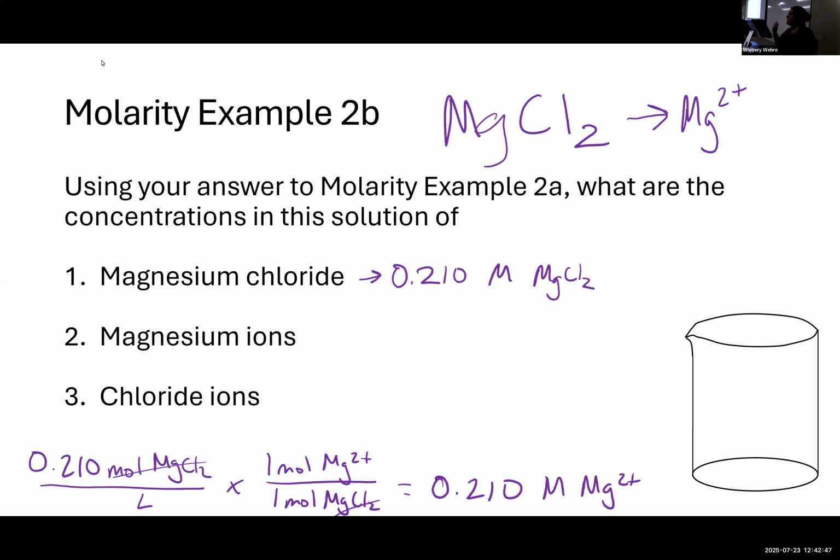So you can conceptualize this. You don't have to do the math if you're very comfortable with the conceptual theory. But if you're like myself, the math will always give you the right answer and it can always be trusted. So if I have just magnesium ions, it would be the same number as the magnesium chloride. So 0.210 molar of magnesium. All right. If I have 1 mole of magnesium chloride, how many moles of just chloride ions?